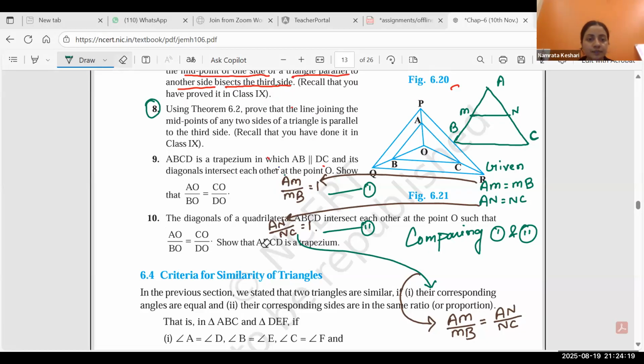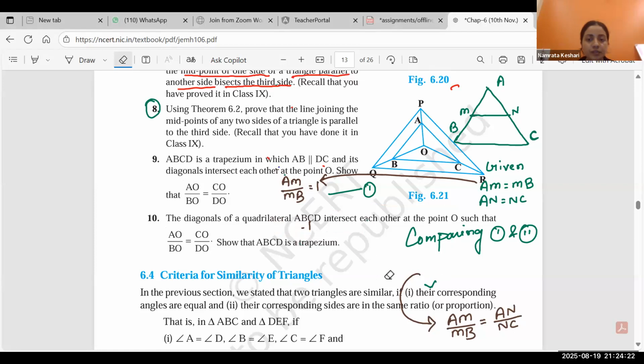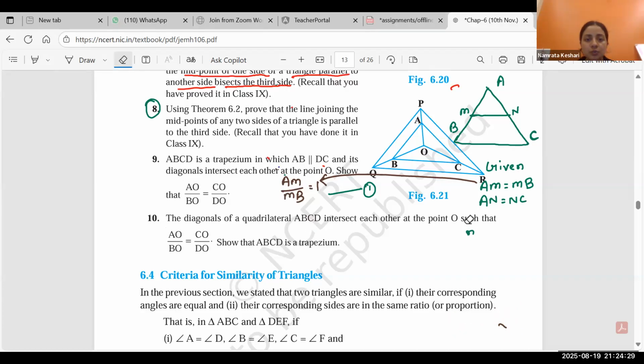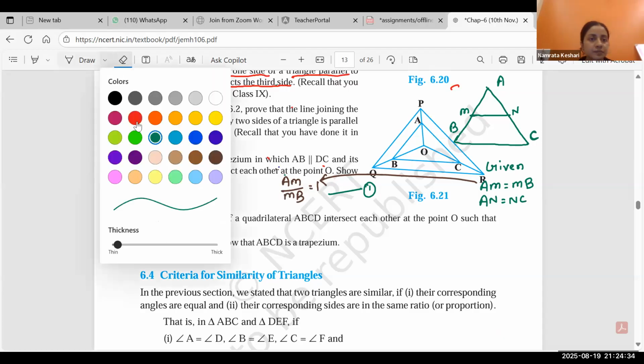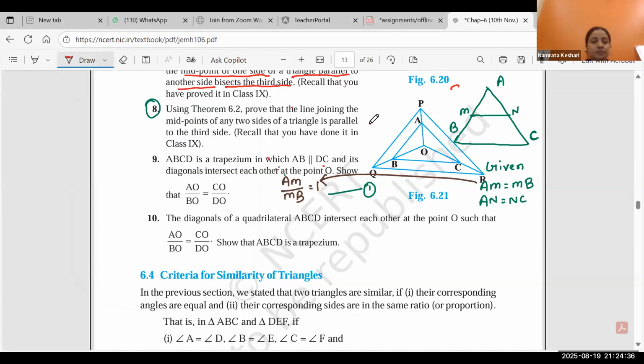Question number 10. We will try understanding what the question says over here, and then we will see what can we do. The diagonal of a quadrilateral. Here we are having a quadrilateral ABCD. In the previous one we were having a trapezium ABCD, and here we are having a quadrilateral.